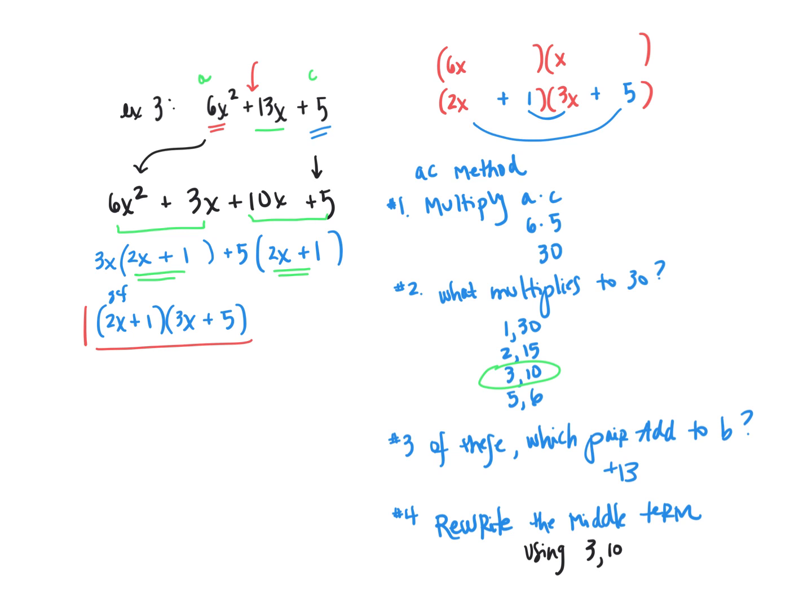So how do I check this? Of course, I can FOIL to check. And of course, in the beginning, if you were able to guess and check, that is fine as well. But this method is called the AC method.